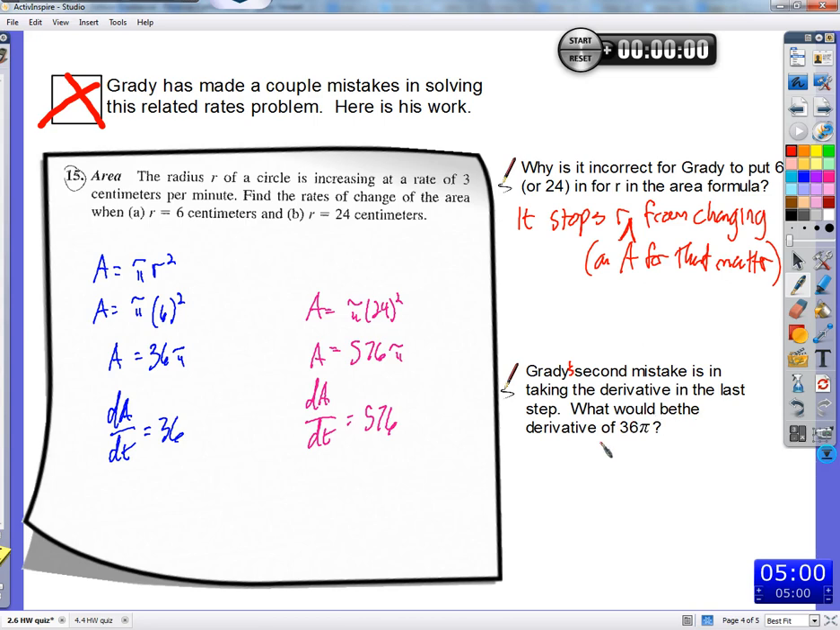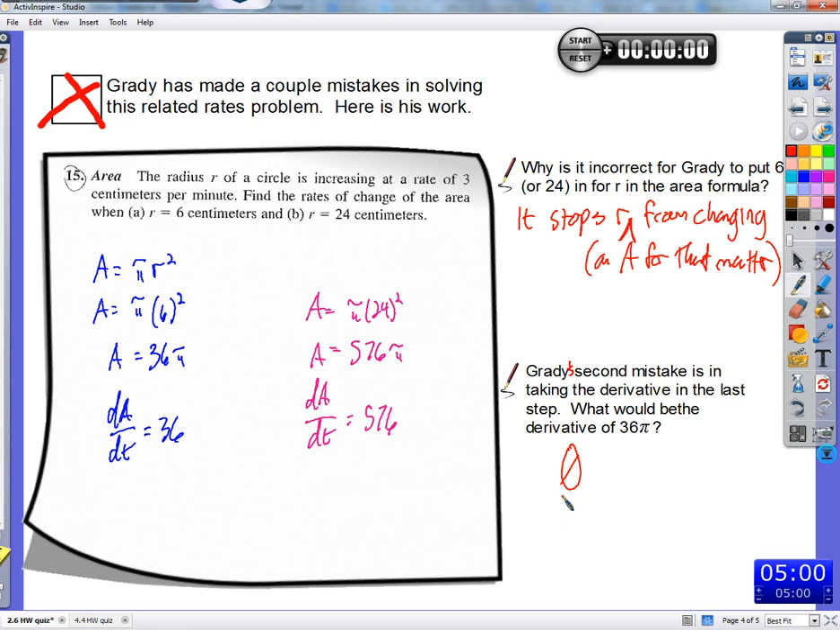What would be the derivative of 36 pi? Zero. Because what's pi? It's a constant number. And a constant times another constant is just a constant, so zero would be the derivative. I bring that up because I've seen it lots of times: you treat pi as a variable, you take the derivative, and we just call it 36.